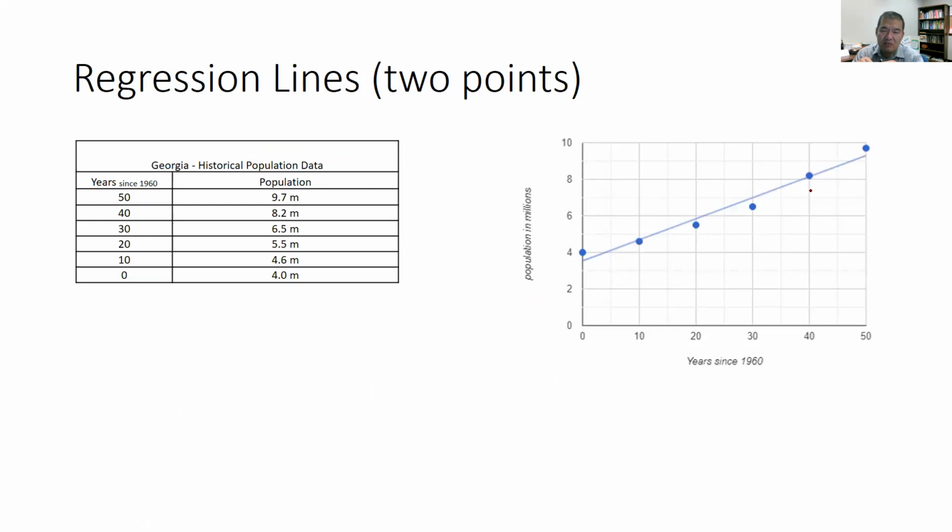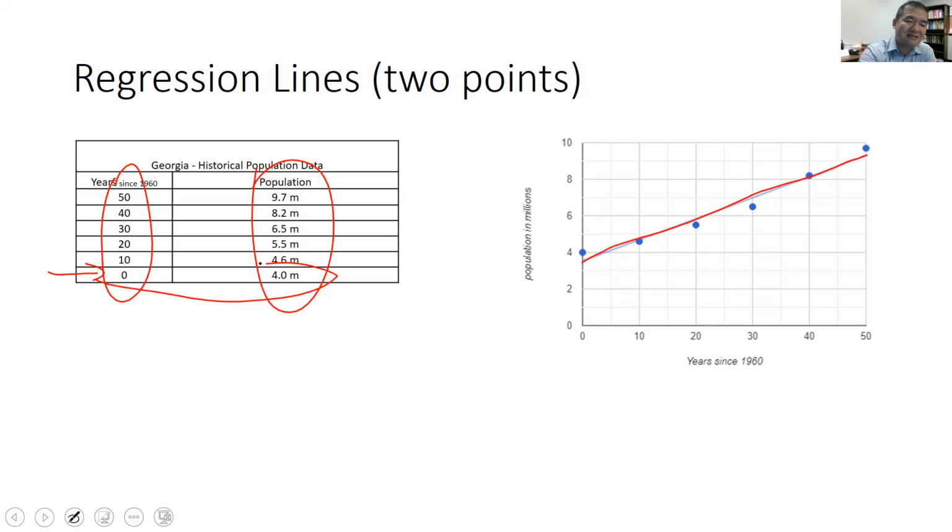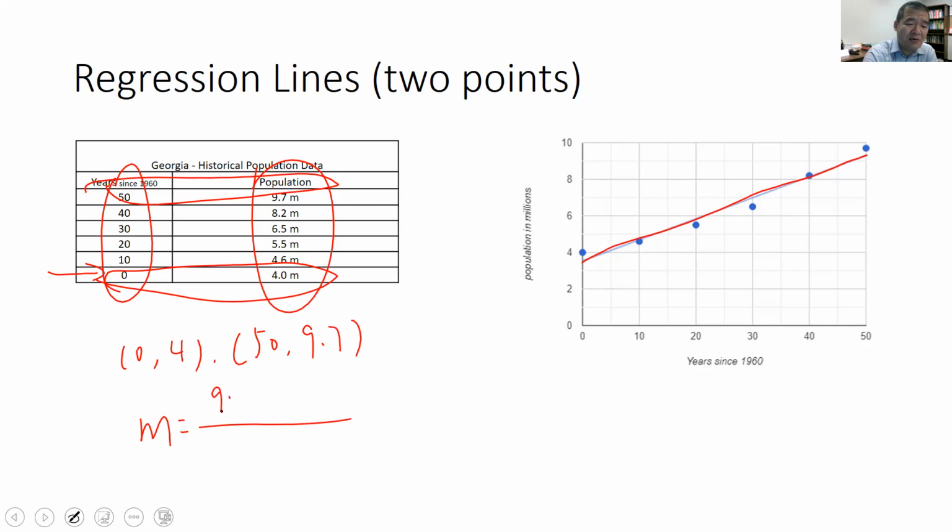There's another type, which we actually already mentioned in a previous session, where I give you a table. Those are the population in Georgia since the 1960s, and those represent the years since 1960. There are two ways to find a line to represent this model. One way is you only use the first 2 points. So you have 2 points, (0, 4) and (50, 9.7). We say your m equals 9.7 minus 4, over 50 minus 0.